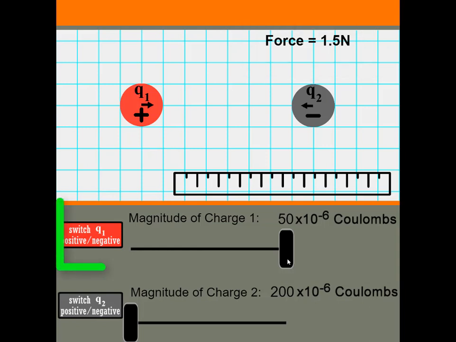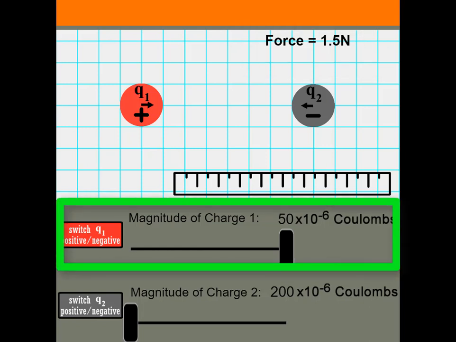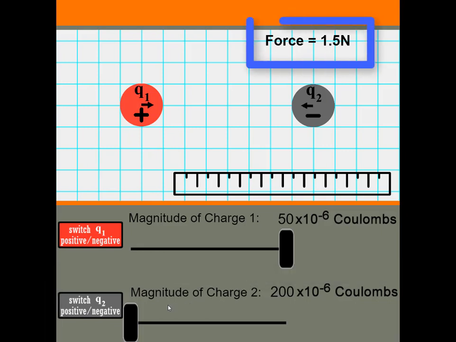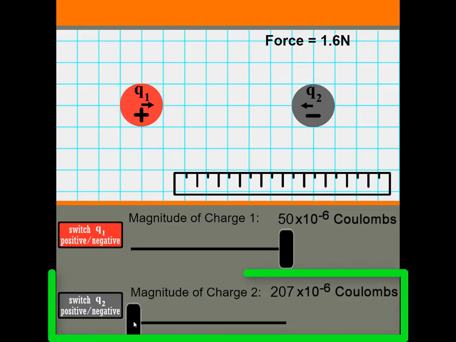Now what we do is we control charge 1 at 50 times 10 to the power minus 6 coulombs, but we increase the magnitude of charge 2. First of all, 200 times 10 to the power minus 6 coulombs. We've already got that reading, 1,5 newtons. We increase it to 300 times 10 to the power minus 6 coulombs.